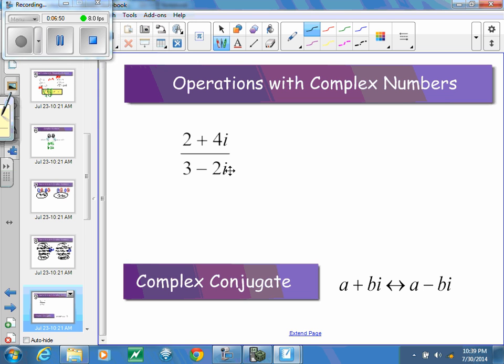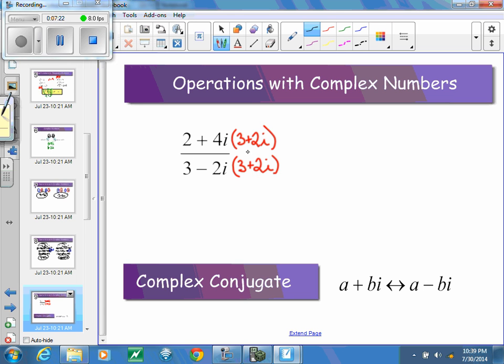The only way to get that i out of there is if you multiply this denominator by the conjugate, which is going to be 3 plus 2i. And whatever we do to the bottom, we then have to do to the top as well. So the conjugate, if it's a plus bi, is a minus bi. If it's a minus bi, it's a plus bi. So 3 minus 2i, the conjugate is 3 plus 2i. I'm just changing the one sign value.